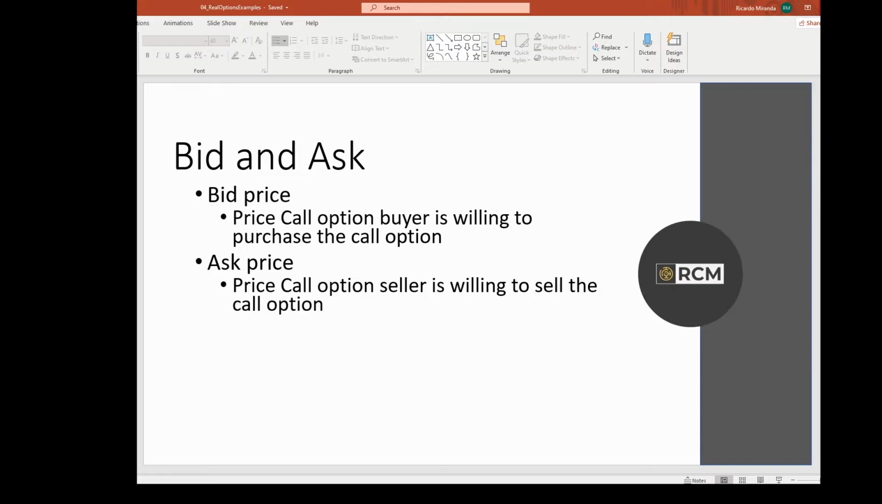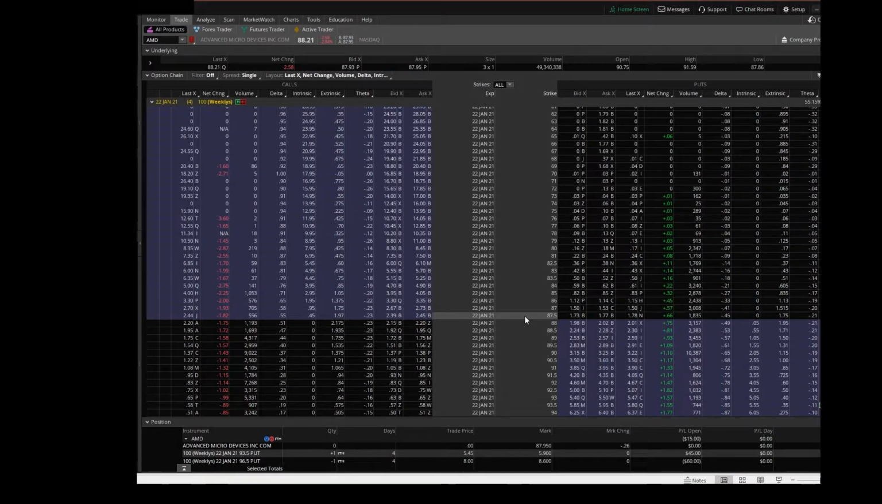a seller. The bid represents the amount that the call option buyer is willing to purchase the call option for. The ask, on the other hand, represents the amount that the call seller is willing to sell the call option for. Let's go ahead and go inside the thinkorswim platform.